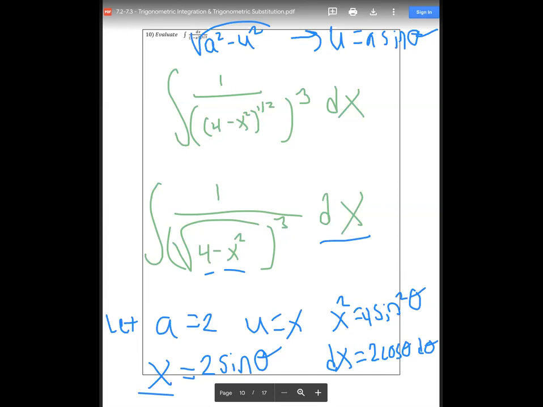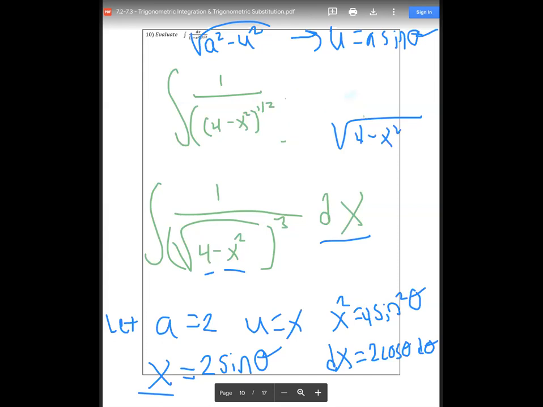So our little radical for this problem, where should I write it? I guess I'll write it over here in this tiny spot. I'll write it in yellow. Okay, whatever. 4 minus x squared.